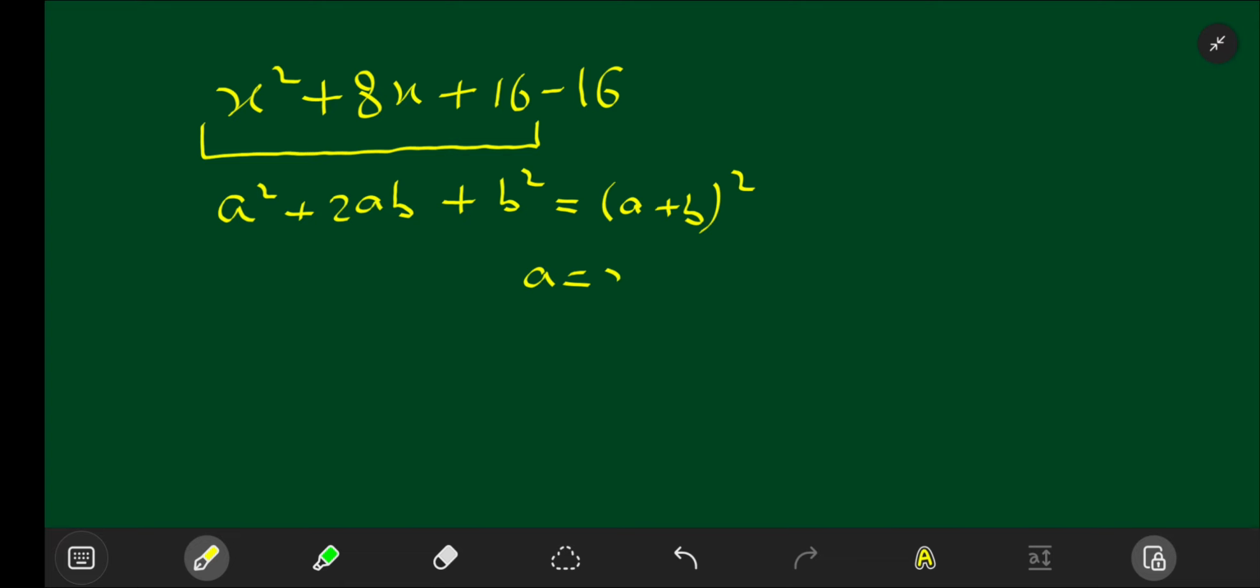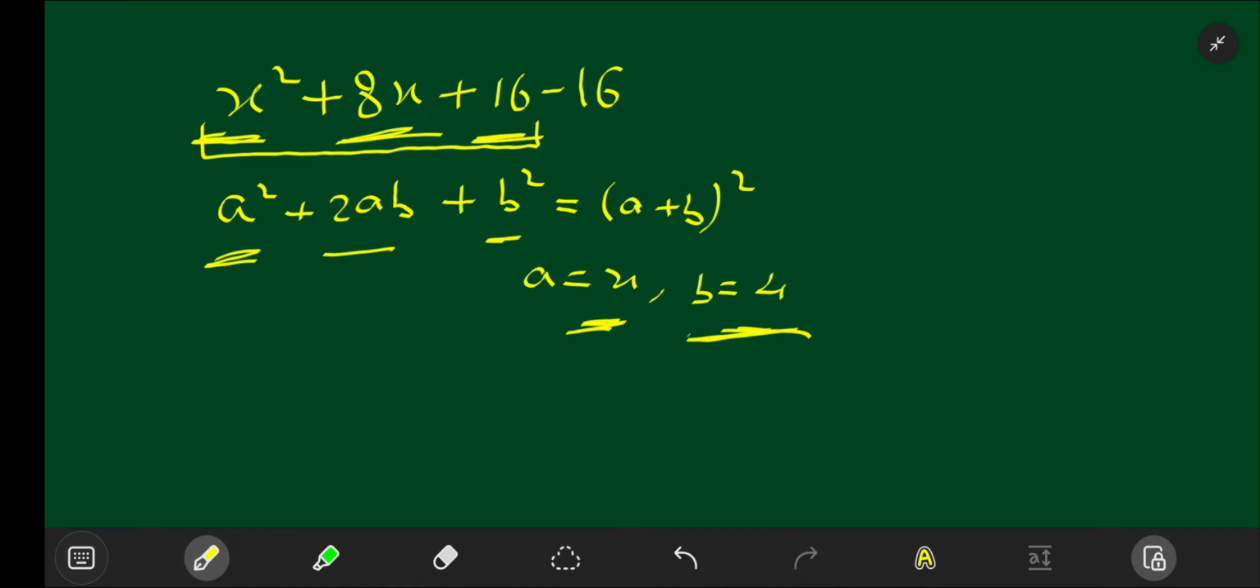a is equal to x, b is equal to 4. Check it out, just check. a square is x square, that is there. Next 2ab: 2 into a is x, b is 4, 2 into 4 is 8, 8 into x is 8x, 2ab is also there. Next b square means 4 square, 4 square is 16, 16 is also there.